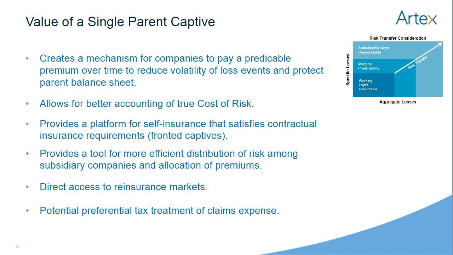And I always say, if I were a CFO and I knew I was likely to have a $5 million loss sometime in the next 5 years, I'd rather pay my captive $1 million a year than absorb that $5 million loss in a year I can't predict. I want to be able to budget and predict that a little bit more. So the captive creates a mechanism to pay a predictable premium over time that you build into the P&L to be able to absorb and reduce the volatility of those loss events. And as a result, it provides for a better accounting of the true cost of risk. Again, retained losses plus any insurance premiums paid out.